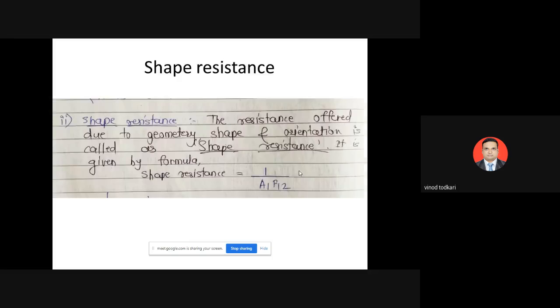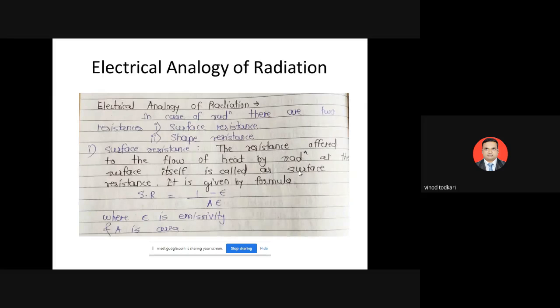As I told you, surface resistance is 1 minus emissivity upon area into emissivity. Now, we have discussed what is emissivity. Emissivity is the ratio of emissive power of a surface to emissive power of a perfectly black surface. Now let's consider the example of a black surface. So what will be the surface resistance of a black surface? The emissivity of the black surface is 1. So 1 minus emissivity, 1 minus 1, it will be 0. So surface resistance offered by a black surface will always be 0.